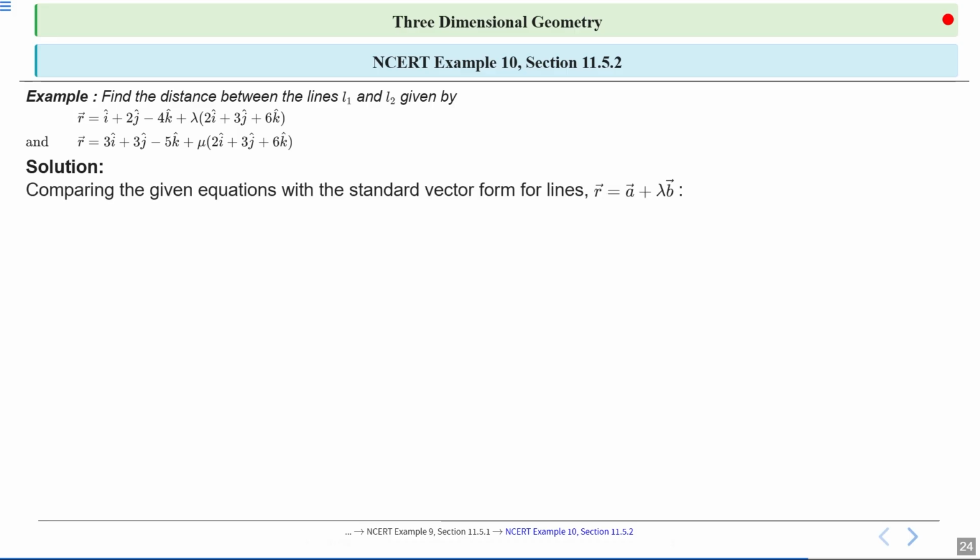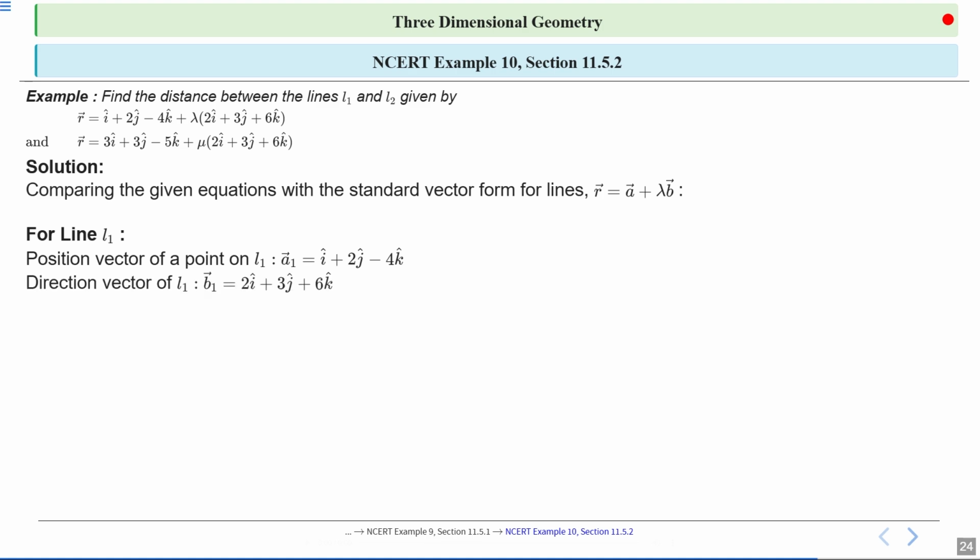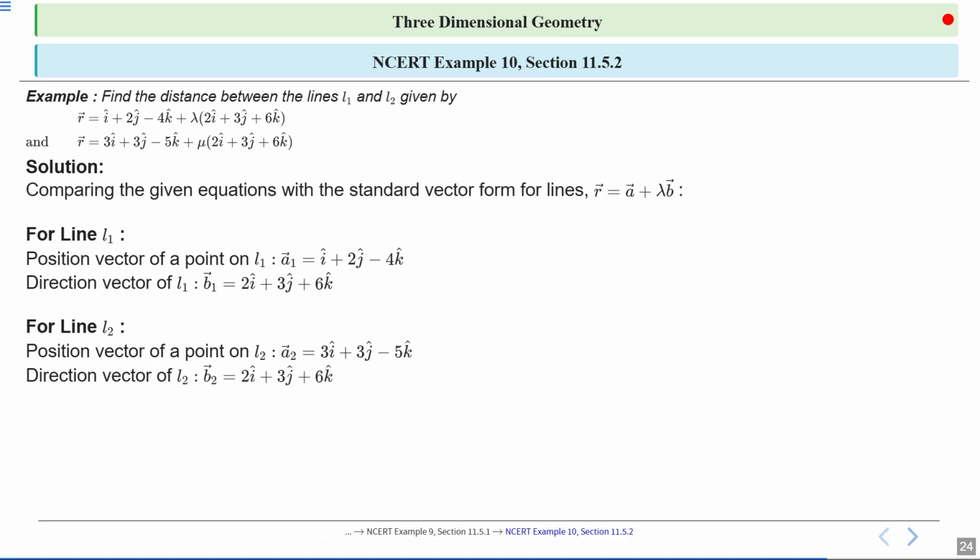So comparing the given equation with the standard vector form for lines, R vector is equal to A vector plus lambda B vector. For line L1, the position vector of a point on L1 is A1 vector is equal to I cap plus 2 j cap minus 4 k cap. Now the direction vector of L1 is B1 vector is equal to 2 I cap plus 3 j cap plus 6 k cap. For line L2, the position vector of a point on L2 is A2 vector is equal to 3 I cap plus 3 j cap minus 5 k cap.